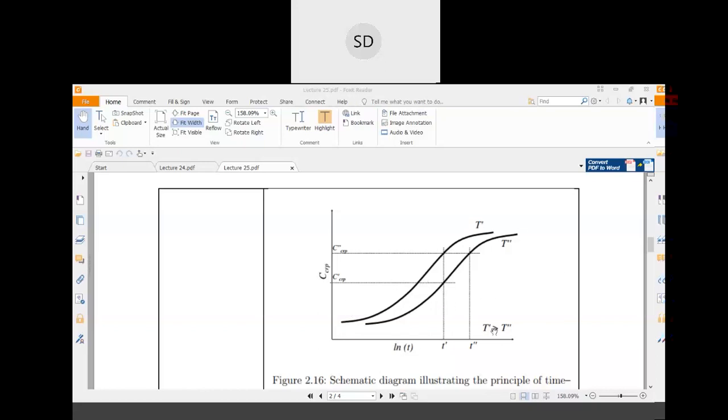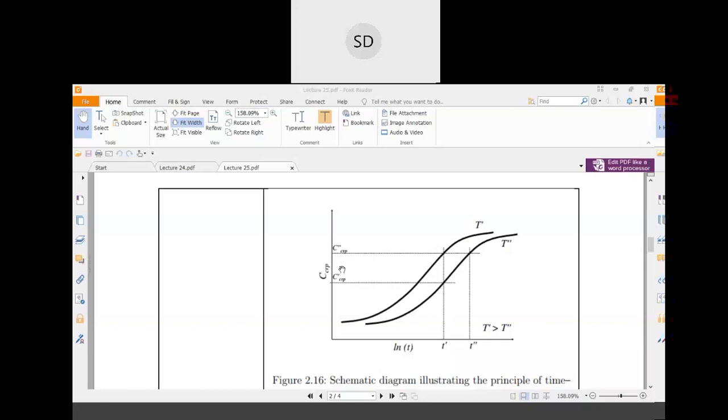Now in this case, if T dashed and T double dashed represent the creep behavior at two different temperatures, where the T dash temperature is greater than T double dashed, then you can observe some parameters at a given temperature. Suppose at T dashed, you can observe a creep value of, suppose, C dashed creep. At T double dash temperature, you will observe a creep value of, suppose, C double dash creep.